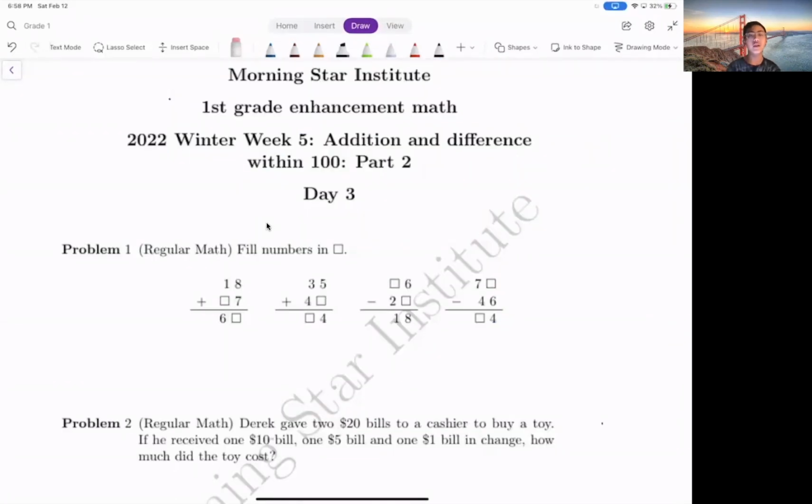This is the winter week 5, day 3 solution video. Problem 1, fill numbers in the blank. For the first equation, we have 18 plus a number with 7 at the end equals 60 something.